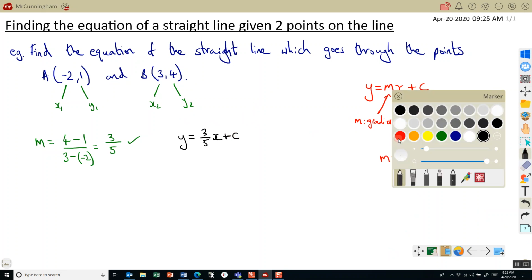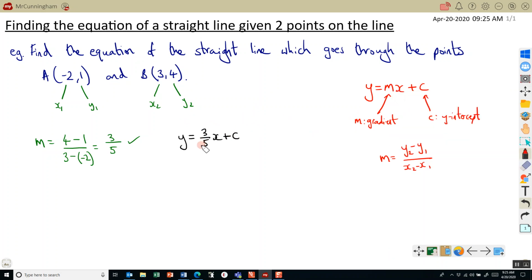So we know what the gradient is. Do we know any point or points that are on this line? Do I know a value of x and a value of y? Well, I actually know two of them. I know what a is and I know what b is. So I can pick either of these points, doesn't matter which one, and I can substitute them in for the value of x and y. So for example, let's take b. b is 3, 4. I'm going to take b because there's no negatives. It's going to make it slightly easier. So the value of x in b is 3 and the value of y is 4.